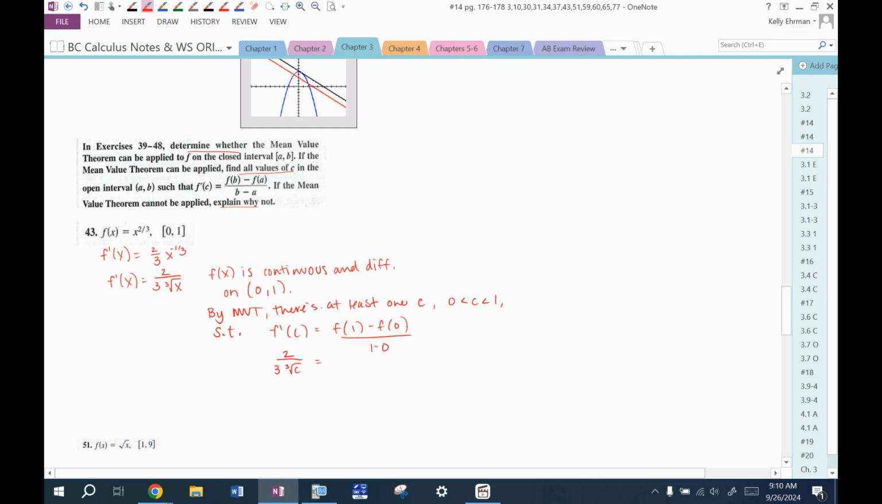And what is f of 1? So f of 1 is 1 minus 0 over 1 minus 0. So when is 2 over 3 cube root of c equal to 1? I'm going to multiply the 3 cube root of c over to this one side, divide by 3. To get rid of a cube root, I need to raise both sides to the third power. So c is equal to 8 over 27.